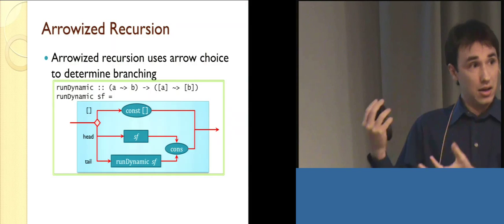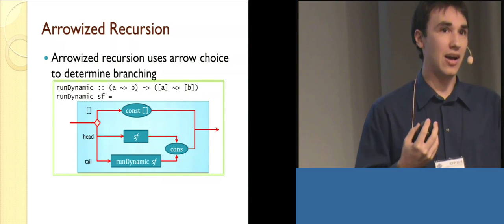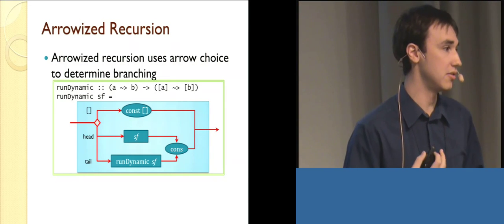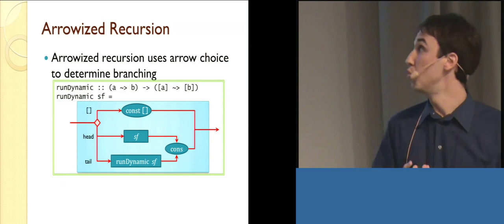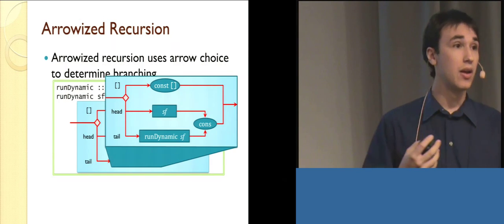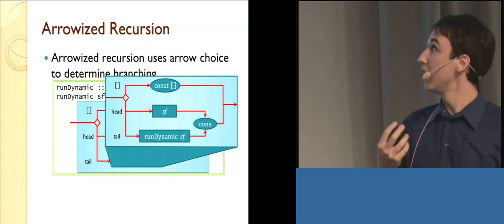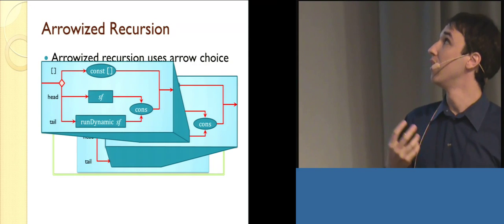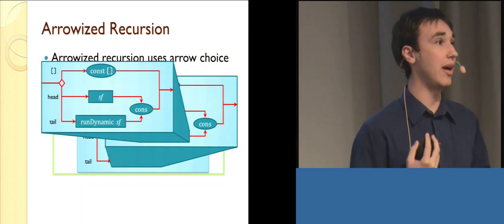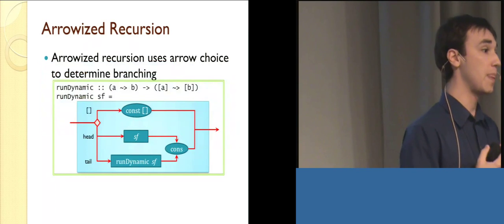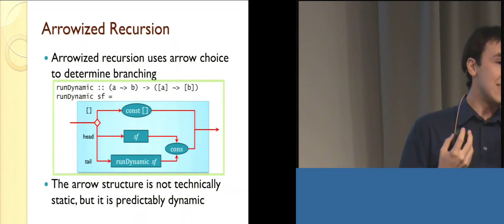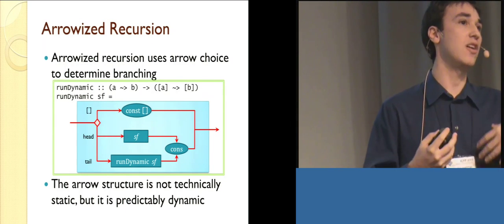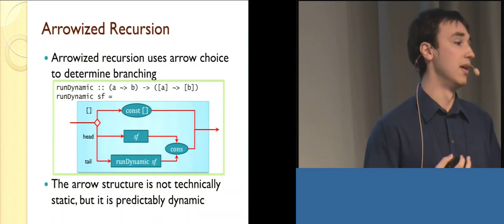So here, we're going to say, let's take our same signal function. Instead of running it n times, we'll run it some dynamic number of times based on how many elements are in the input list. So in this case, we can imagine our input list has 2 elements. So we run the recursive call. Once again, we have 1 element left in our list. When we get to it, we split on either an empty list or a head and a tail. We run it again. And maybe this time the list is empty. And so we take the top branch. And that works. The arrow structure is not technically static, but we call it predictably dynamic. There's one signal function that we're running some dynamic number of times.